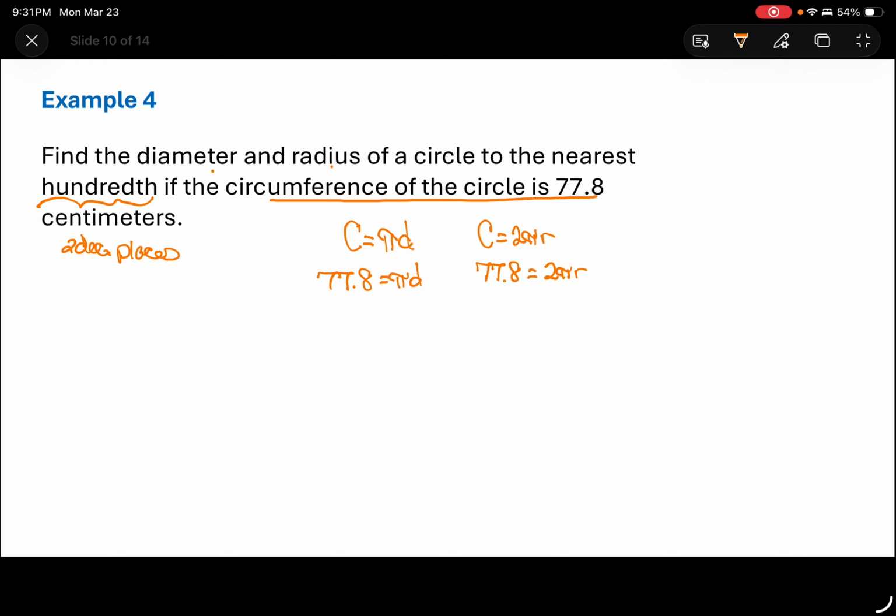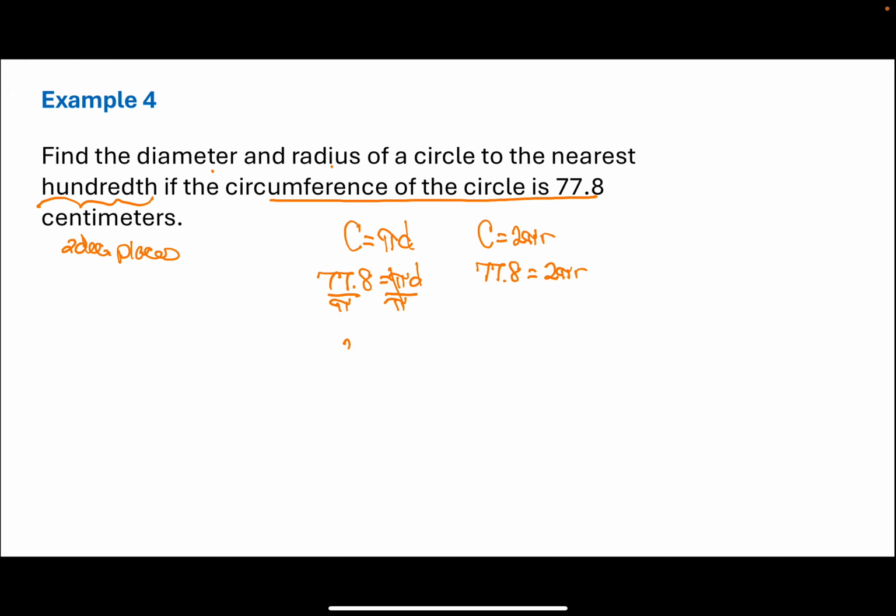When we're trying to calculate the diameter, it's being multiplied by pi. The inverse operation is to divide. Let's divide by pi. When we divide by pi, we will get a decimal, and that decimal is 24.764. So 24.76 is equal to our d.